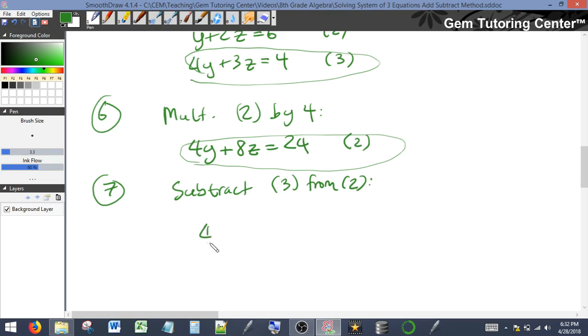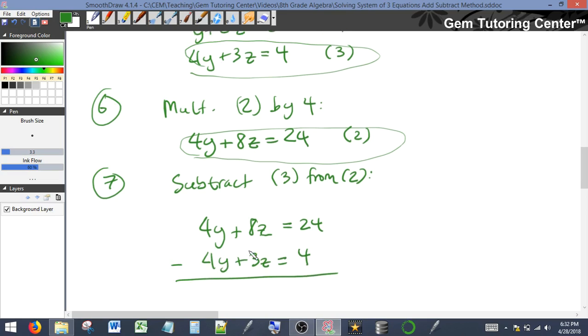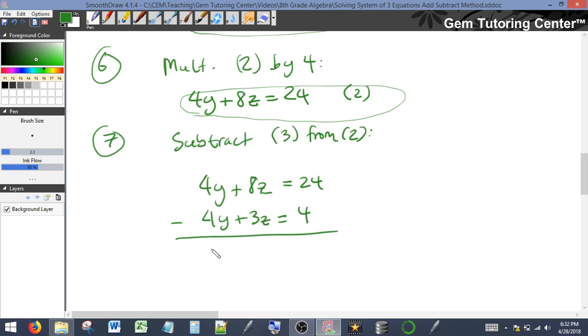So equation 2 goes first. Equation 2 is 4y plus 8z equals 24. And we're going to subtract equation 3, so that's 4y plus 3z equals 4. Okay, we're going to subtract now. So the 4y's cancel out, so we get 0, and then plus 8 minus 3, which is 5z, and 24 minus 4, which is 20. So we simplify this and we get z equals 4.